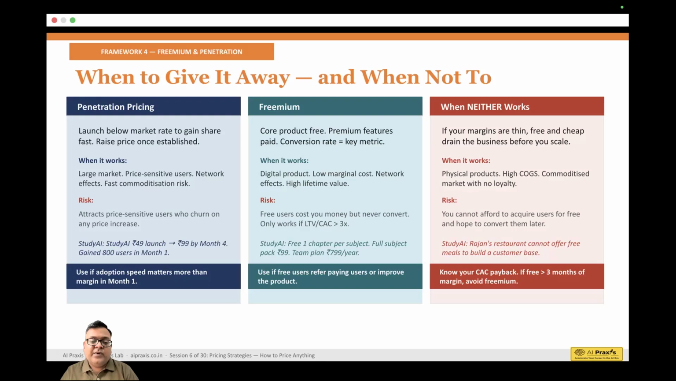Okay. So whether it is Aryan's Study AI or Rajan's restaurant, you cannot offer free meals to build a customer base. So you must know your customer acquisition cost payback. If you have been doing this for free for 3 months of margin, please avoid freemium.